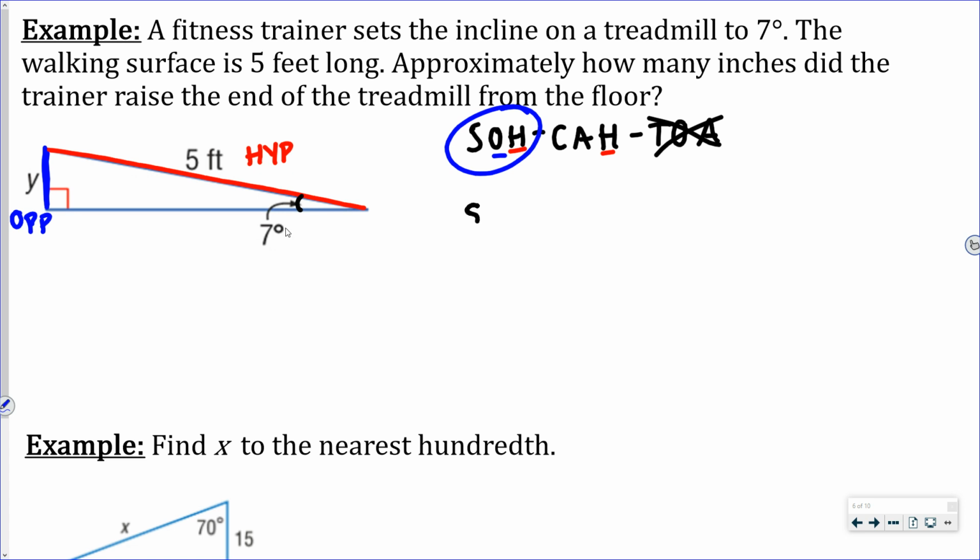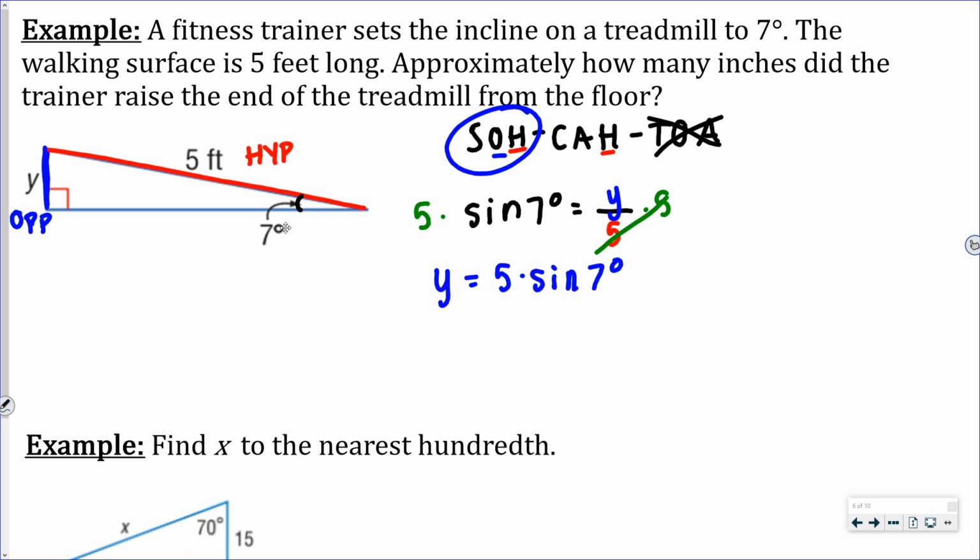So we would set this up as the sine of the angle, which is 7 degrees in this case, is equal to the ratio of the opposite side, which is y, to the hypotenuse, which is 5 measured in feet. Now think of this as an equation. My variable's on the right-hand side, and it's being divided by 5. How do we undo divided by 5? Multiply by 5. Those are inverse operations. They undo each other. I'm going to put y on the left-hand side. So y is the same as 5 times the sine of 7 degrees.